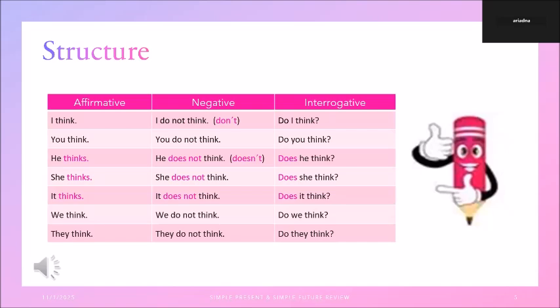Let's look at the structure and formula of the simple present tense. Take into account that in affirmative, I think, you think, we think, they think. But he thinks, she thinks, it thinks. While in negative, use do not, does not, or the contractions don't and doesn't.